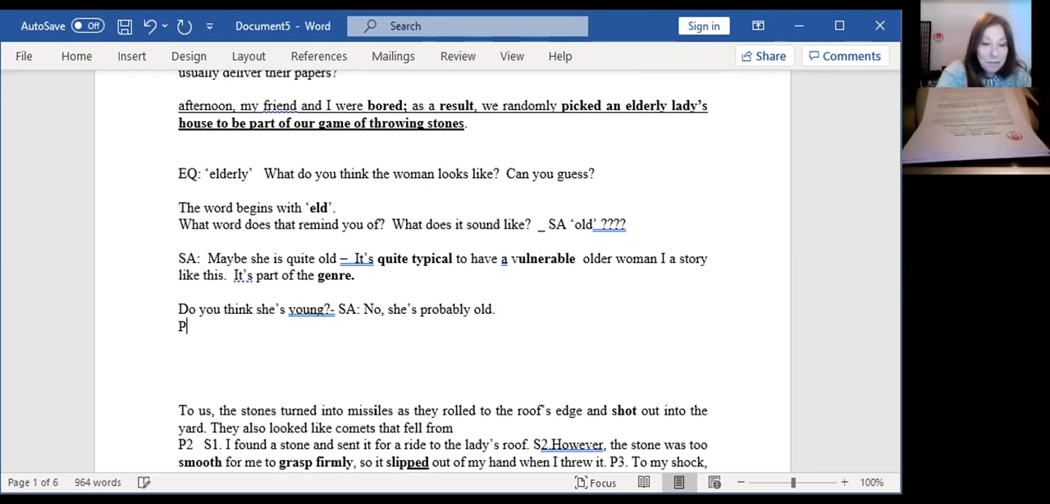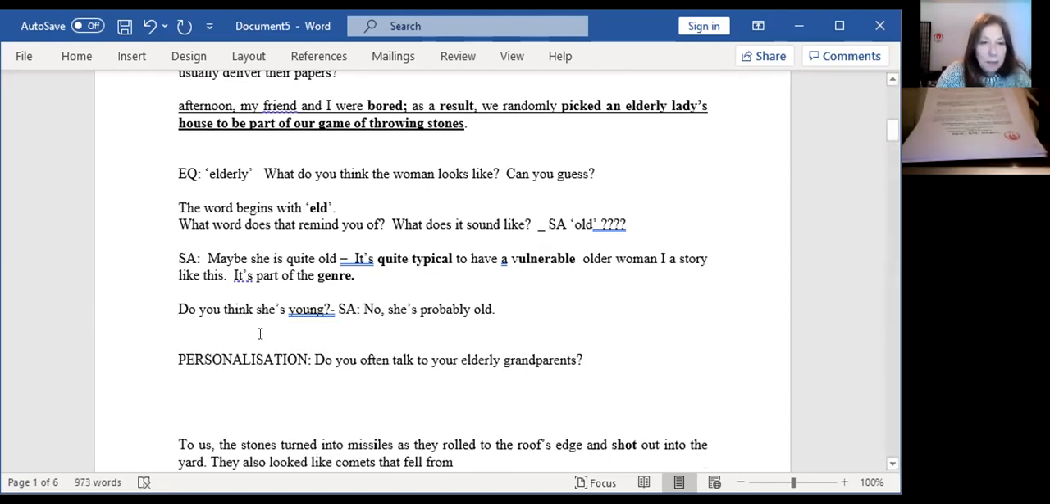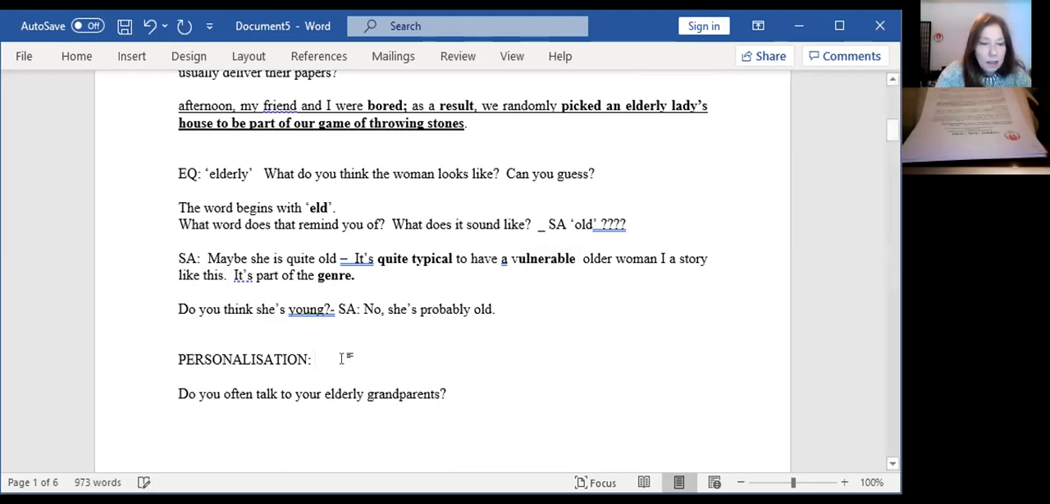And then personalization. How would you personalize it? What question would you ask? A personalization question. Do you often talk to your elderly grandma? Talk to your elderly grandparents. Or maybe first, yeah, maybe first you could say, are your grandparents elderly?